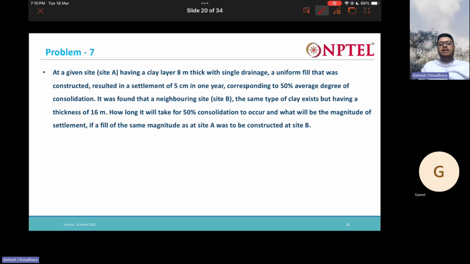It was found that at a neighboring site, the same type of clay exists, but having a different thickness of 16 meter. So previously thickness was 8 meter, now thickness is 16 meter. How long will it take for 50% consolidation to occur, and what will be the magnitude of the settlement if a fill of the same magnitude as site A was to be constructed in the site B?